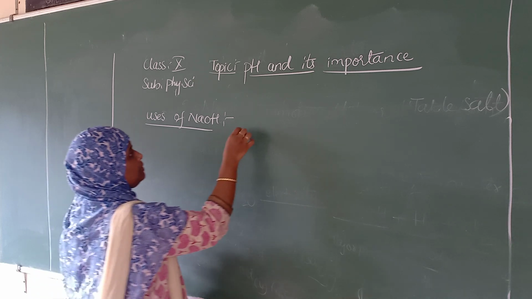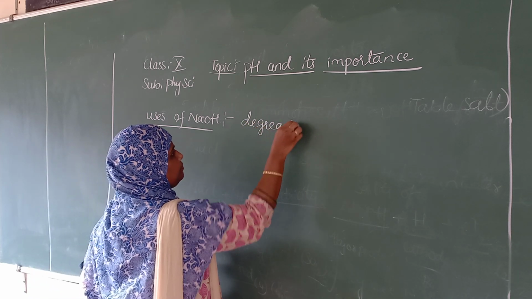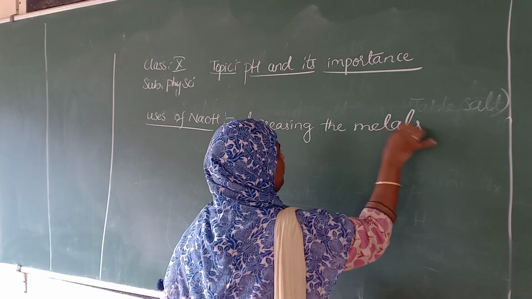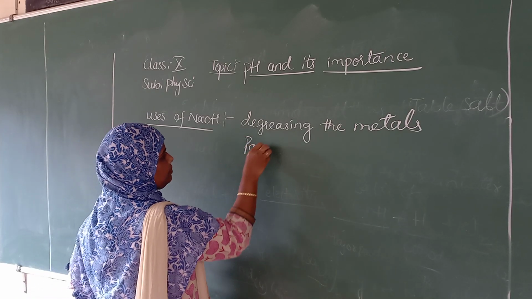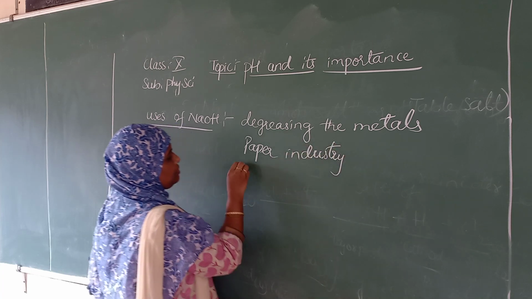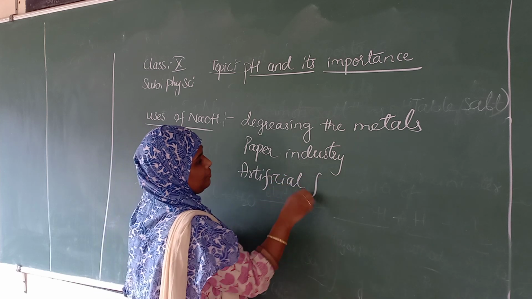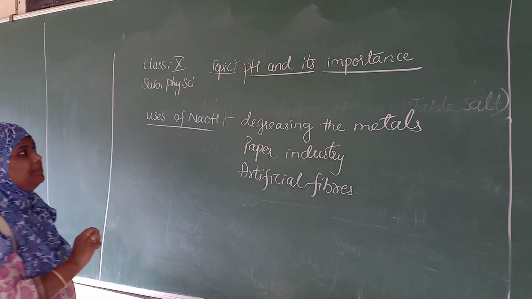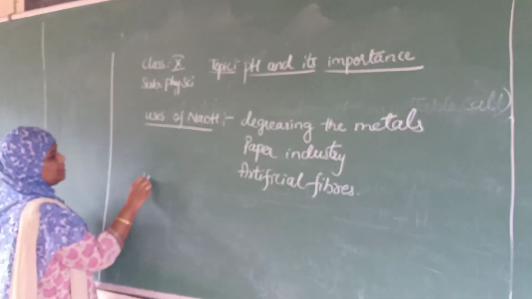NaOH is used for degreasing the metals. It is used in the paper industry. It is used for the production of artificial fibers, as well as in the production of soap.